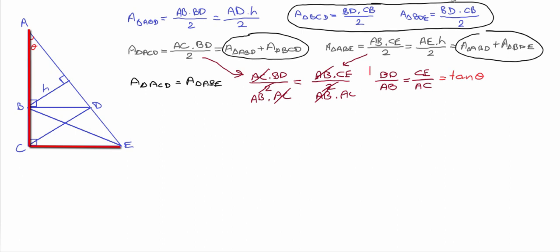Now, can you see that tangent theta is the same regardless of the size of the triangle? Doesn't matter how big your triangle is or how small it is, tangent theta is going to be constant. By constant I mean tangent theta is not going to change with the size of the triangle you have. Let's keep going.